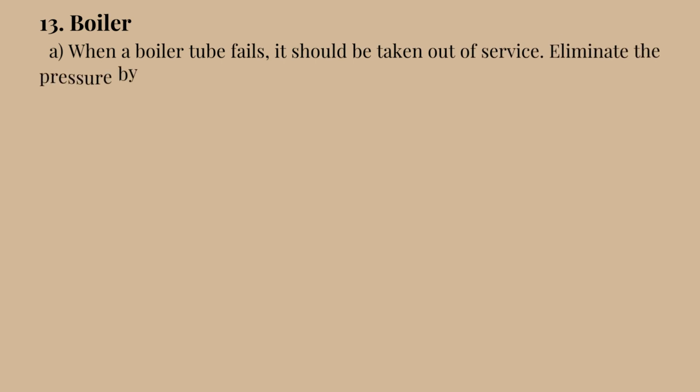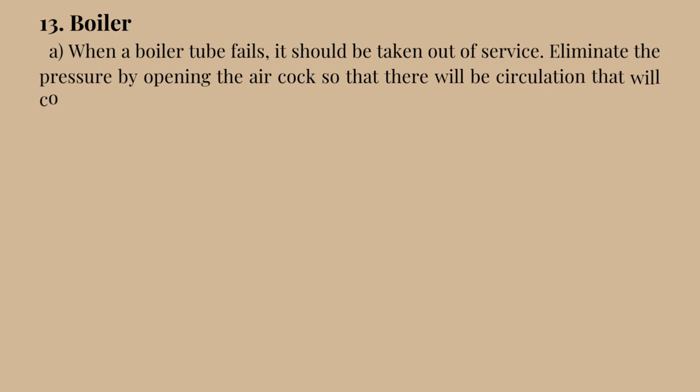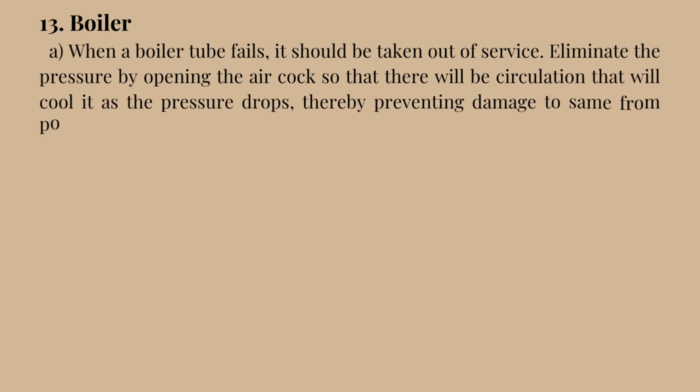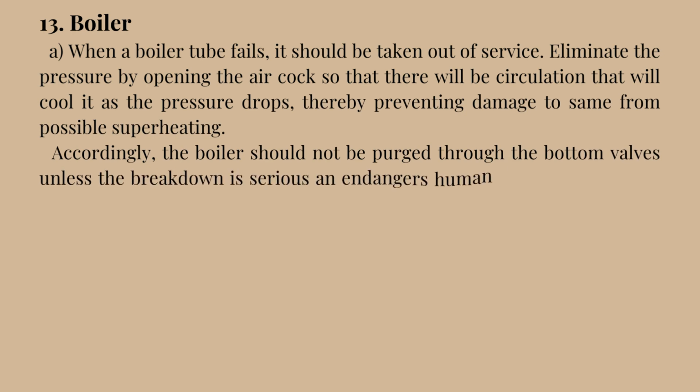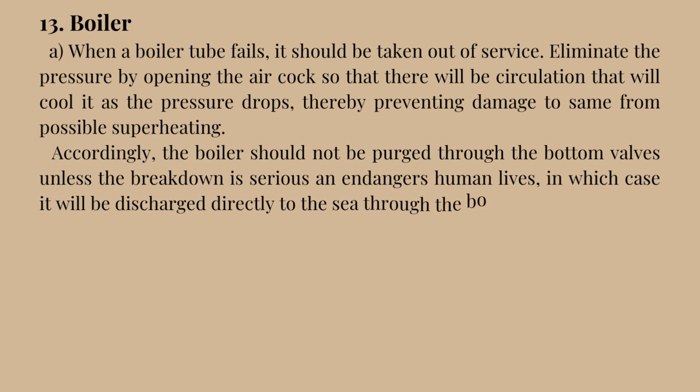13. Boiler. A. When a boiler tube fails, it should be taken out of service. Eliminate the pressure by opening the air cock so that there will be circulation that will cool it as the pressure drops, thereby preventing damage to same from possible superheating. Accordingly, the boiler should not be purged through the bottom valves unless the breakdown is serious and endangers human lives, in which case it will be discharged directly to the sea through the bottom blow sea valve.